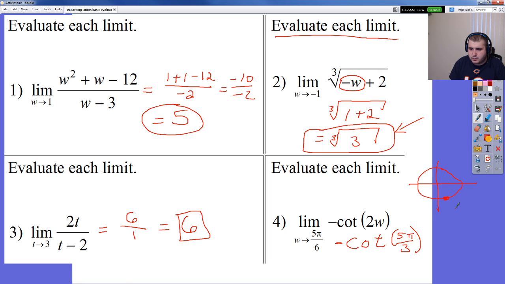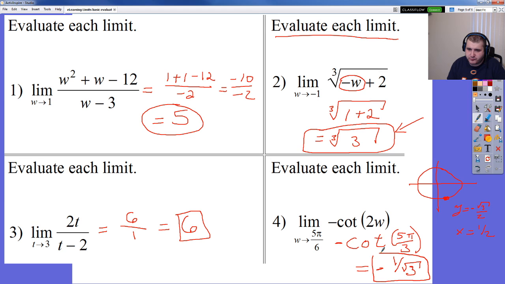The y value is negative radical 3 over 2. The x value is 1/2. And we're doing cotangent. That's cosine over sine. That's x over y. So we end up with, if you'll forgive me, negative 1 over radical 3. And we're in calculus now. It's okay if you leave this here.